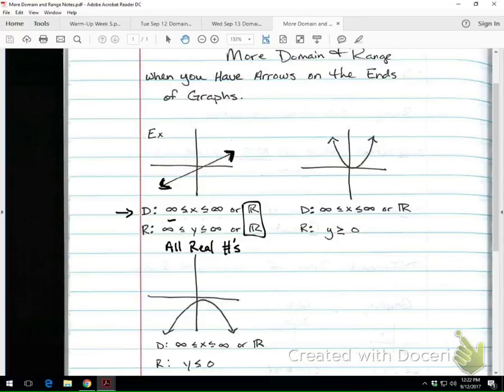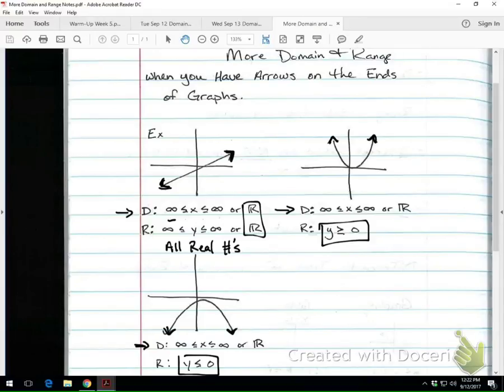Now when you have a U-shape up or a U-shape down, your domain will always be all real numbers, if they have arrows. Now, make sure they have arrows. So if they have arrows, your domain is all real numbers. It's your range that's going to look like this. You're going to have a letter, and if the arrows are going up, it's going to be greater than or equal to. If the arrows are going down, it's going to be less than or equal to, like down here.